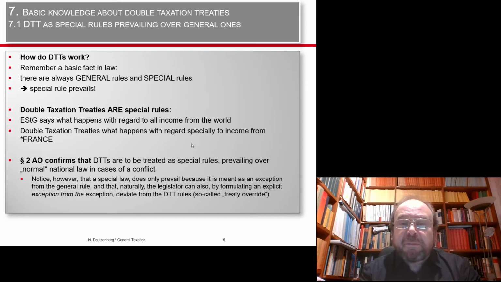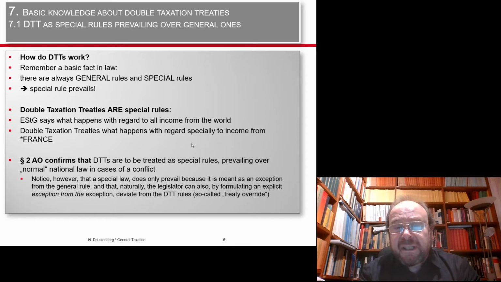And so the German General Tax Code, the Abgabenordnung AO, confirms explicitly even and already in its second paragraph that double taxation treaties and other potential treaties with other countries referring to taxation prevail over the usual standard national legislation in case of a conflict between the two rules.